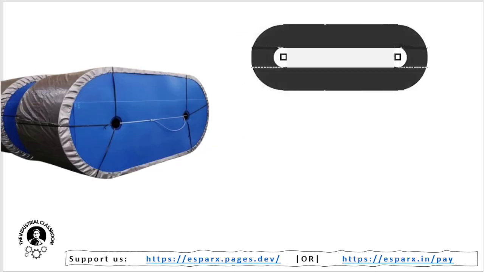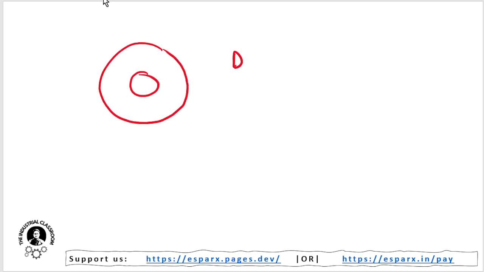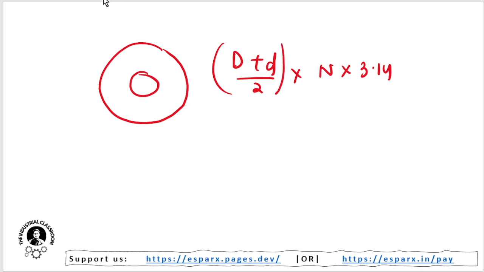Also remember, before understanding the elliptical roll, let me give you another form of this formula, because we will now go on to understand the elliptical roll. We learned D plus d by 2 into n into 3.14. What happens if I am unable to take the larger diameter? Suppose I am only able to take the smaller dimension, that is, I am taking R here, and this is my small r.